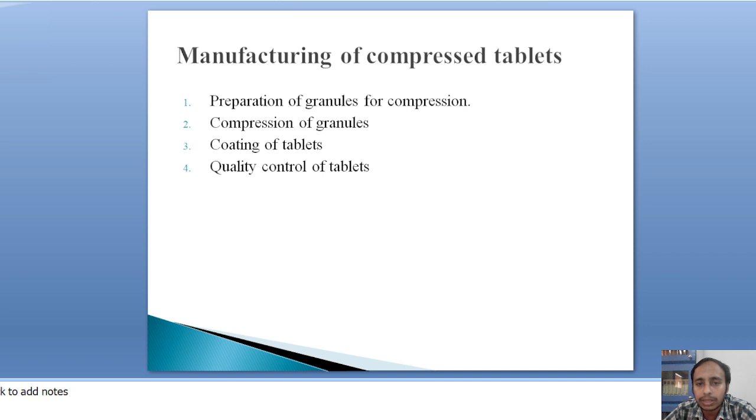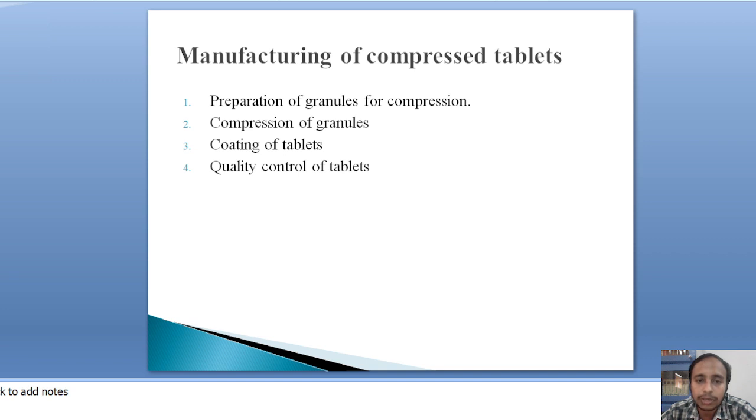Next is coating of the tablets and quality control of the tablets. As I said earlier, I will discuss how we prepare the granules. Granules are nothing but a powder, but of larger size as compared to the fine powder particles. They are larger than the fine particles and have a spherical shape, which allows free flowing of the powder. That's why we need granules during the manufacturing of tablets.